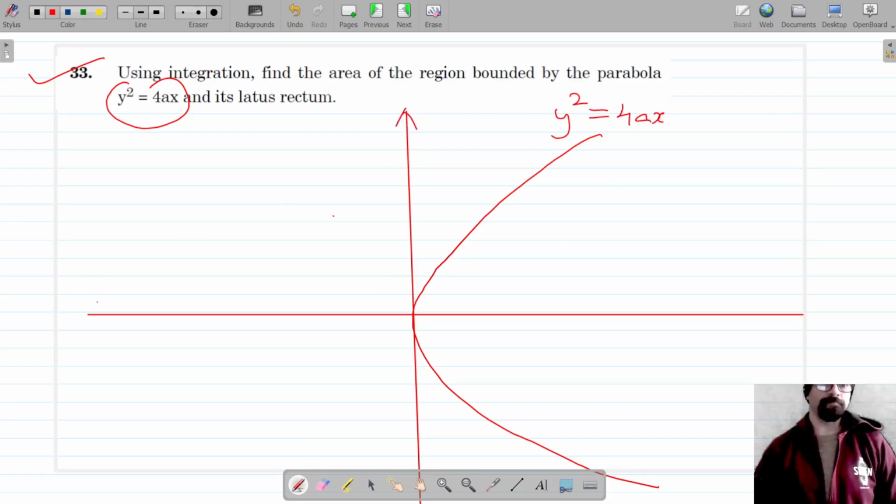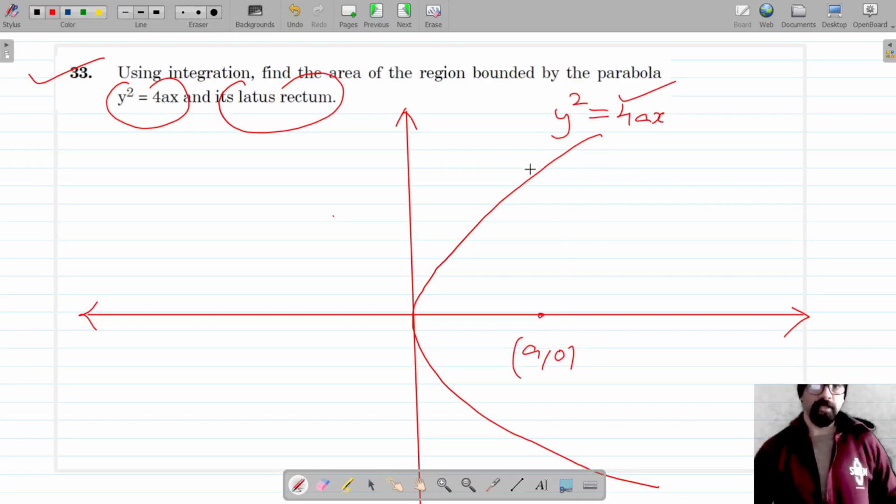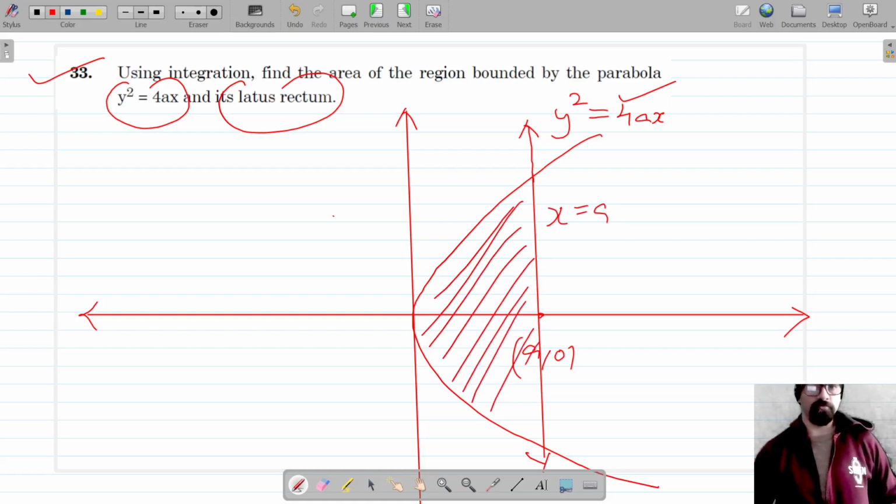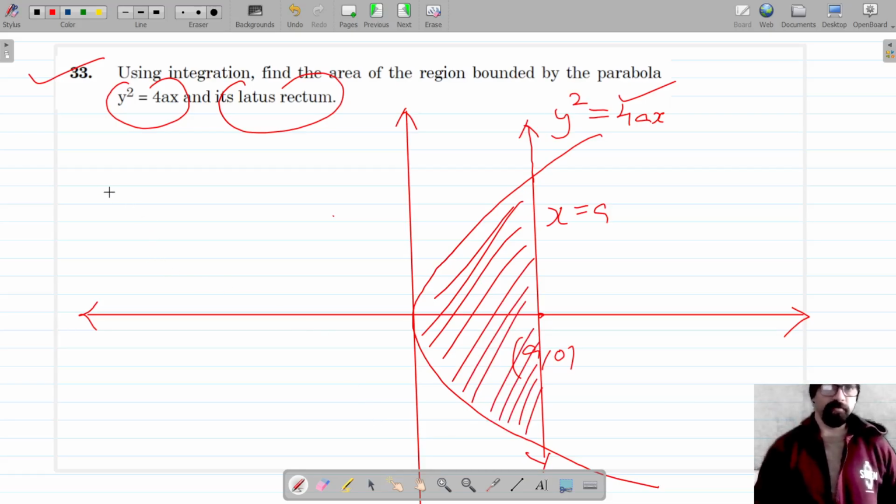Now we have to find the area of the region bounded by the parabola and its latus rectum. Let's say the focus of this parabola y square is equal to 4ax is (a, 0), and the latus rectum is a line that passes through the focus. That means this line has the equation x is equal to a. So this is the region that we are supposed to find the area for.